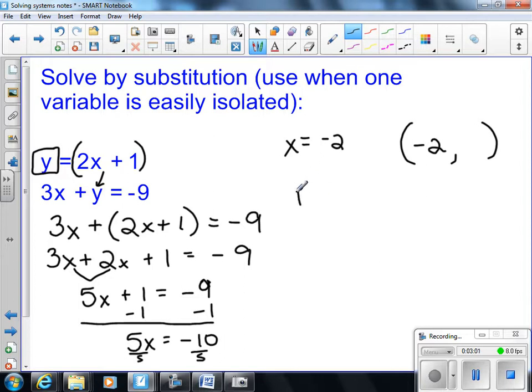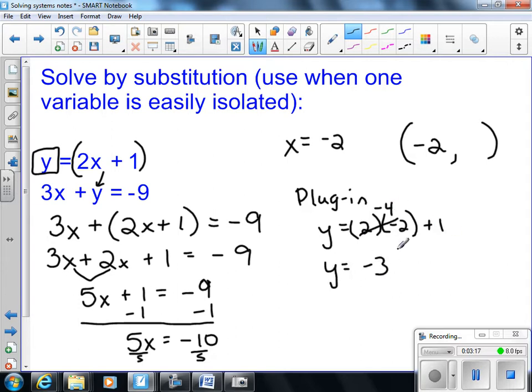So now we do the plug-in part. I'm going to take y is equal to 2 times, and we know that x is going to be a -2, plus 1. -4 plus 1 gives you y equals -3. So my solution to this system of equations is -2 and -3.